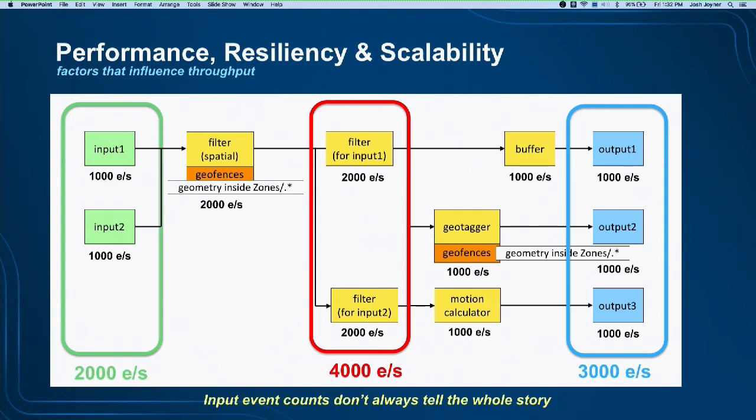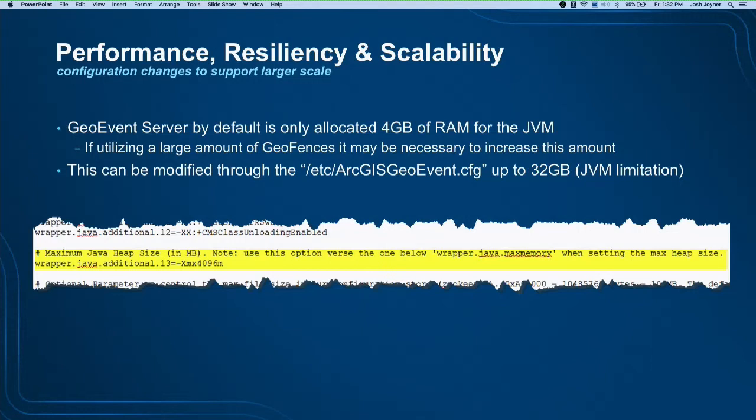You're basically going to run one service, and then you're not going to be able to run anything else within this system. Adam mentioned earlier the importance of having sufficient allocation of memory for these systems. By default, the GeoEvent Server is only allocated 4 gigs of RAM for the JVM process that's running most of this back-end technology. If you want to have more, and we highly recommend having more, there's a configuration file you can edit within the ETC folder. It's the ArcGIS GeoEvent.config file.